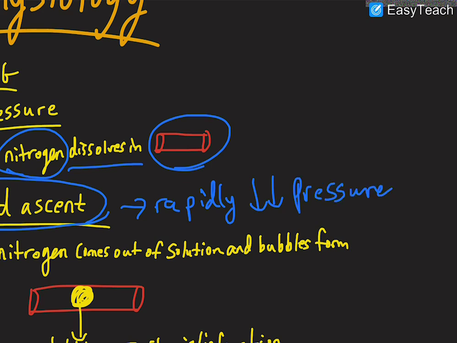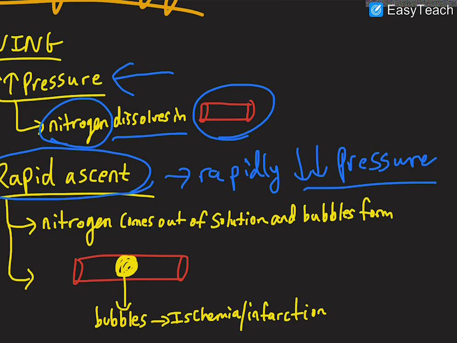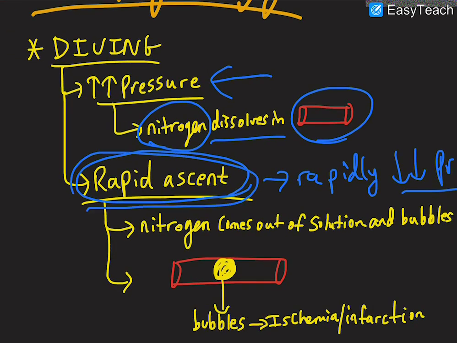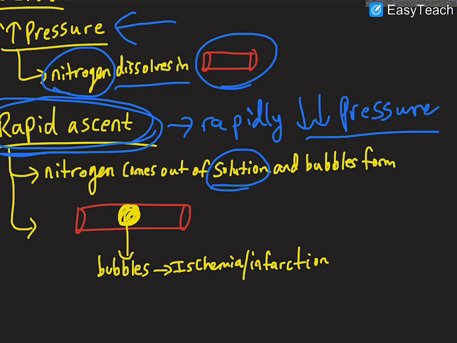And when you rapidly reduce pressure, remember what happened initially. You were diving, you went underwater, pressure increased and nitrogen dissolved. But if you rapidly reduce pressure by doing a rapid ascent, then the nitrogen that was dissolved will rapidly come out of solution, and bubbles can form due to the rapid decrease in pressure as the person was rapidly ascending.